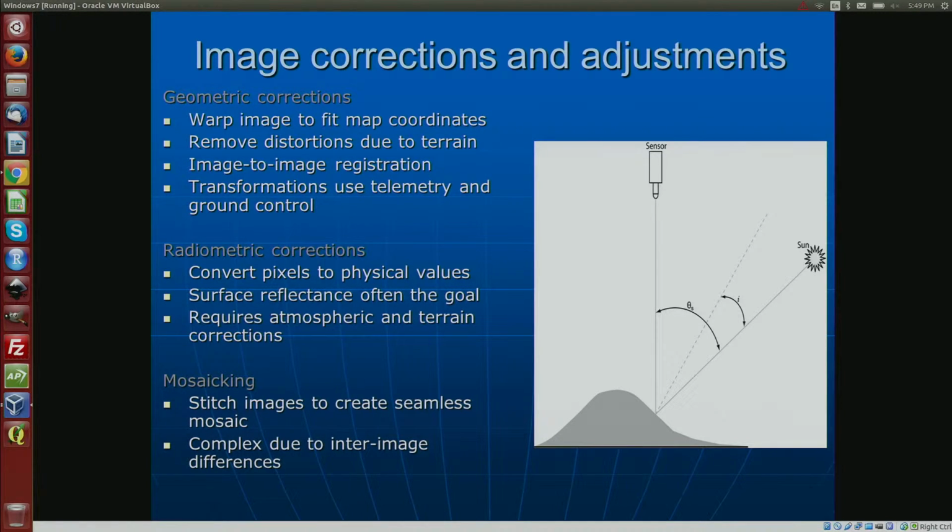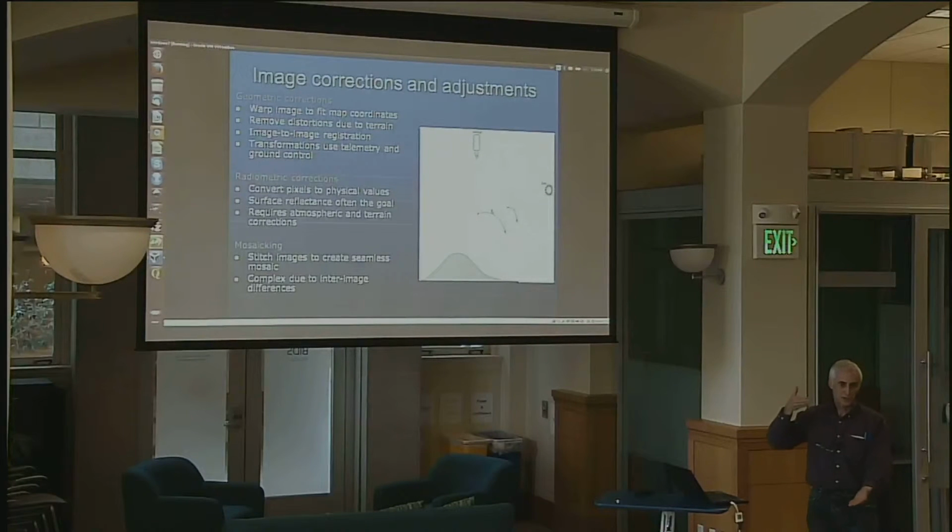With the radiometric corrections, what we're trying to do is convert pixels to physical values, and most of the instruments are recording in radiance, but the physical value that we really want is ground reflectance. And that's complicated because we have the atmosphere and we also have wacky illumination geometry because of terrain, but as we get finer resolution, we also have, just with the features that we're imaging, three-dimensional structure, which makes it a more difficult problem.